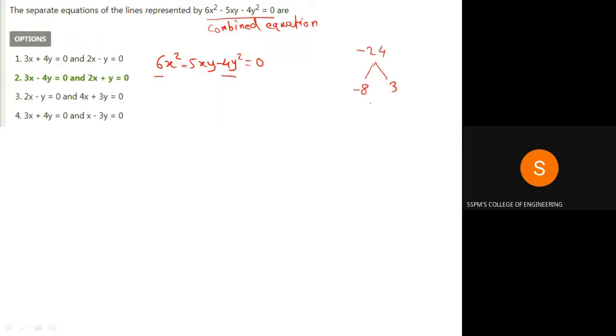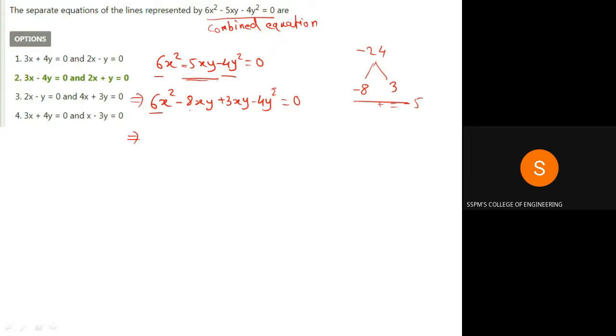Here it is minus 5, so we will write minus 8 and 3. What is the multiplication of minus 8 and 3? It is minus 24. 8 threes are 24, so minus 8 into 3 is minus 24. And what is their addition? It is minus 5. Minus 8 plus 3 is equal to minus 5. So we will replace this. Instead of minus 5xy, we will write these two terms. 6x square minus 8xy plus 3xy minus 4y square is equal to 0. Instead of minus 5xy, we wrote minus 8xy plus 3xy, which is equal to minus 5xy again.